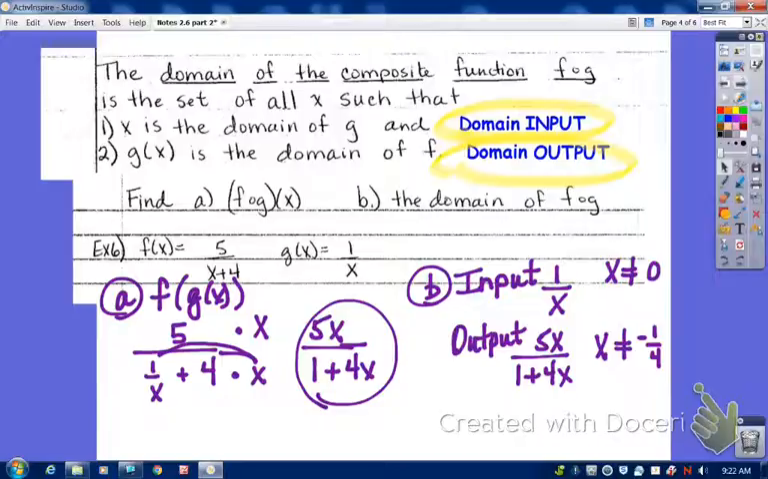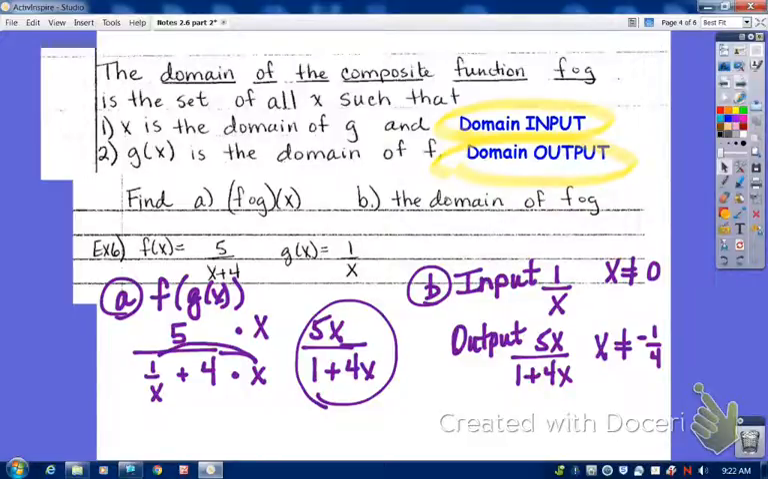So when we're writing the domain of our composite function, you have to consider the domain of the input, and you have to consider the domain of the output. So in the input, x cannot be 0, and in the output, x cannot be negative 1/4. So now you can write your domain. Those are the only two values of x that cannot exist.